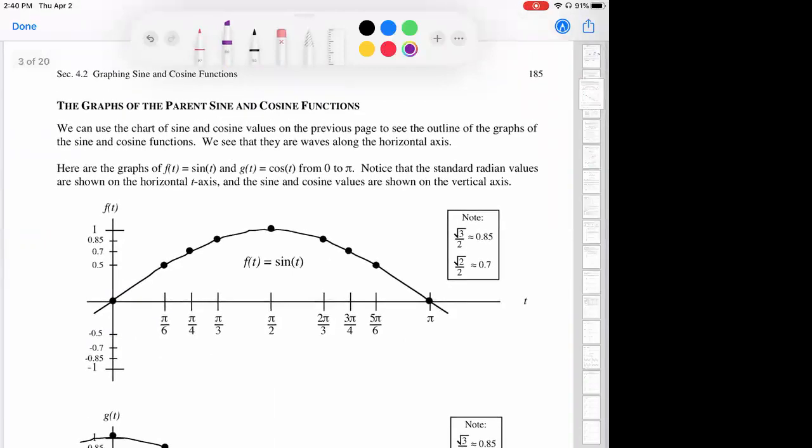Moving forward, the graphs of parent sine and cosine functions. We can use a chart of sine and cosine values on the previous page to see the outline of the graphs of the sine and cosine functions. We see that there are waves along the horizontal axis. Here are the graphs of f of t equals sine of t and g of t equals cosine of t from 0 to pi. Notice that the standard radian values are shown on the horizontal t-axis, and the sine and cosine values are shown for the vertical axis.